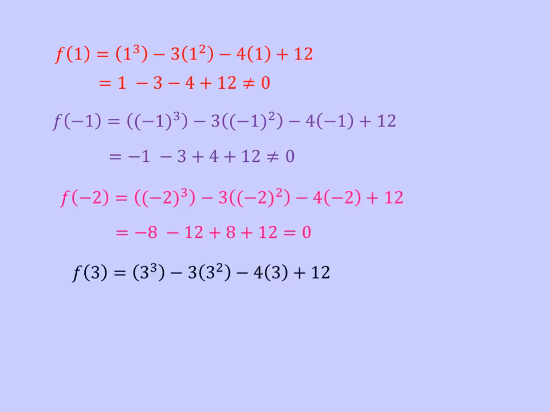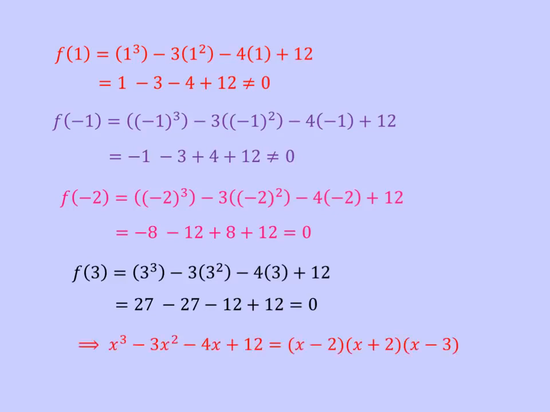Let's try substituting in x is equal to 3. I get 27 minus 27 minus 12 plus 12, which equals 0. Hence, x minus 3 is a factor. Putting that all together, x cubed minus 3x squared minus 4x plus 12 is equal to x minus 2, x plus 2, x minus 3. And my cubic has now been fully factorised.